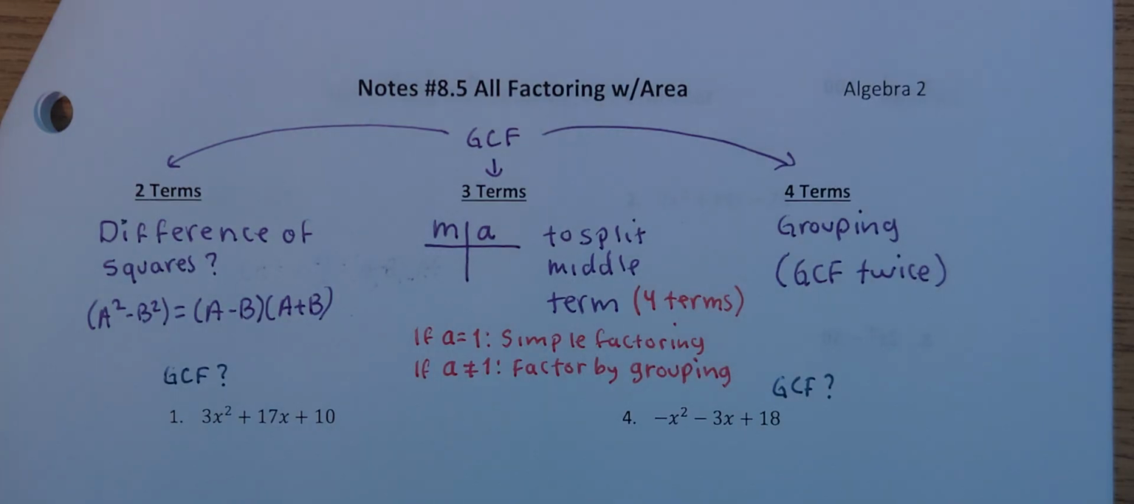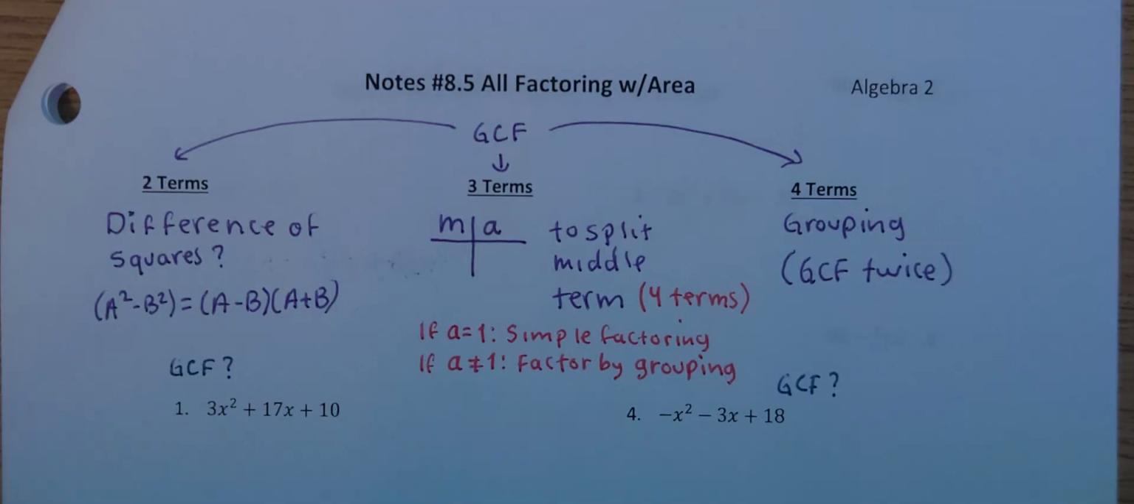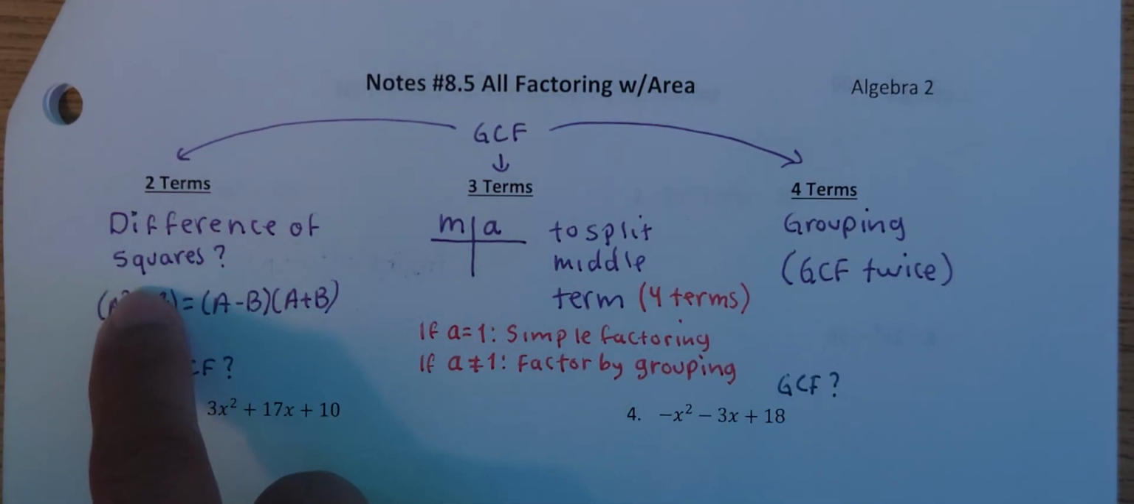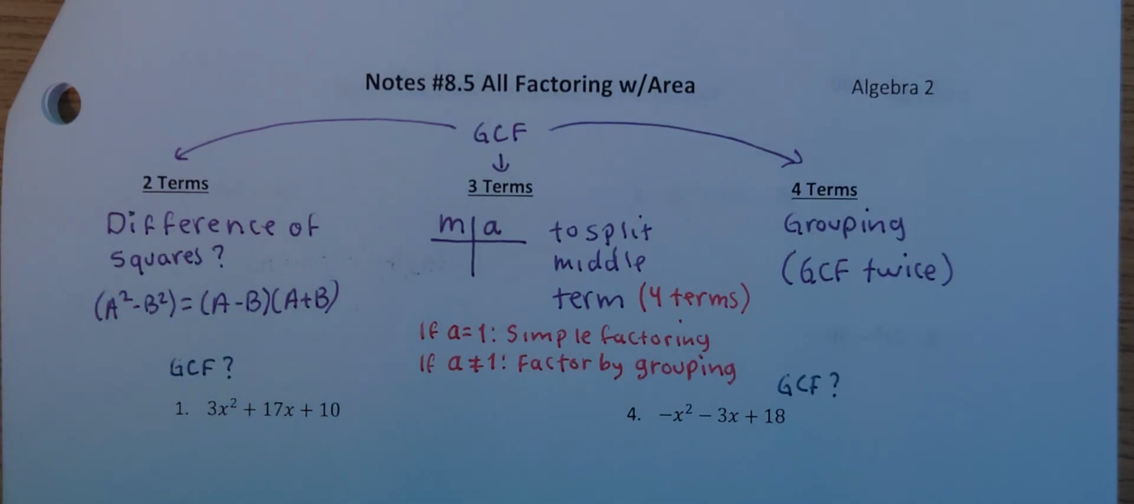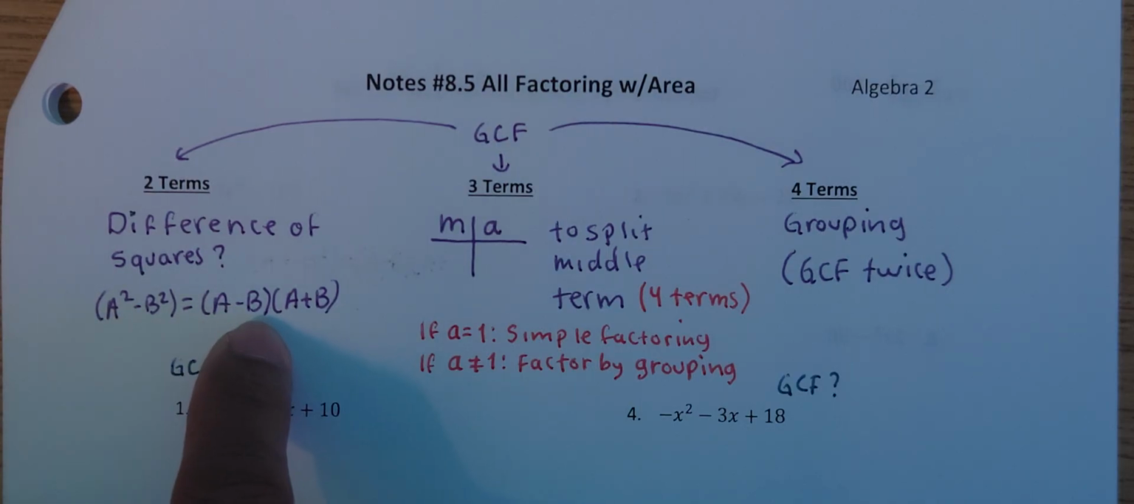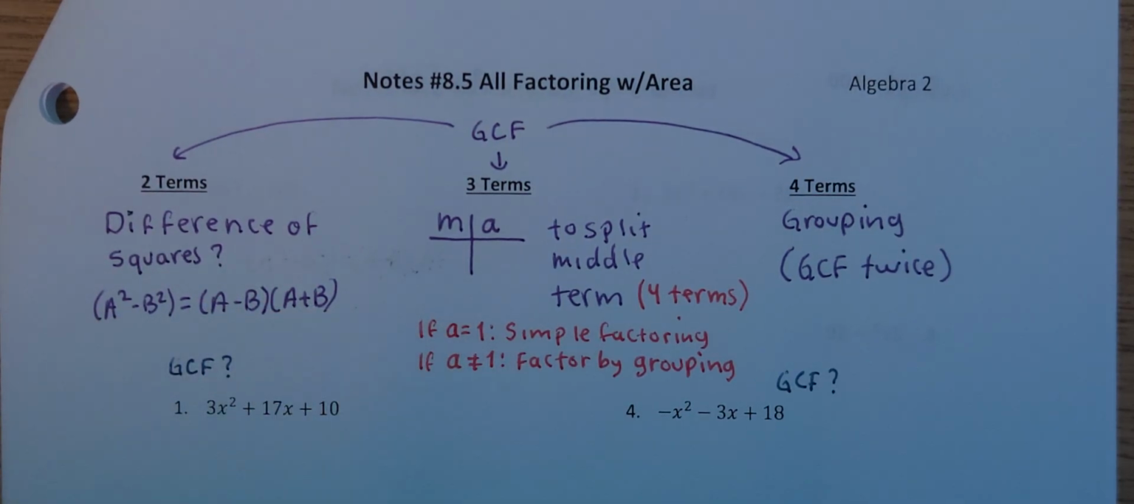Okay, so I'm just going to give you a quick rundown before I go into the lesson. If you see two terms, it's possible that you might be looking at difference of squares. If that's the case, then we can use this formula, which is a squared minus b squared equals a minus b times a plus b.